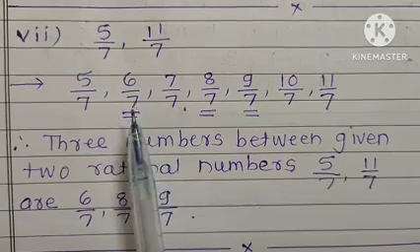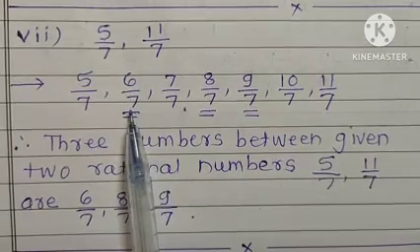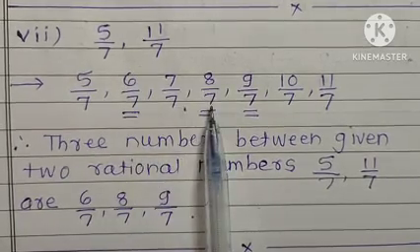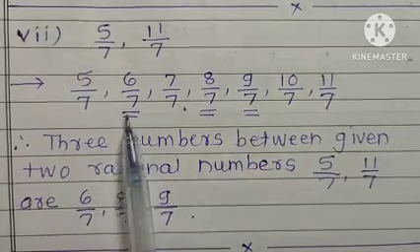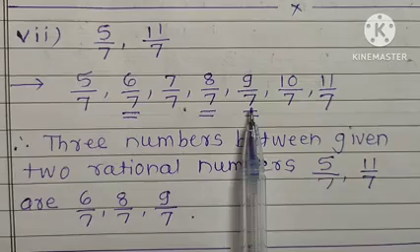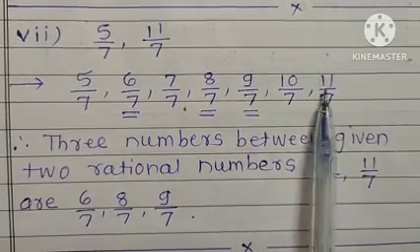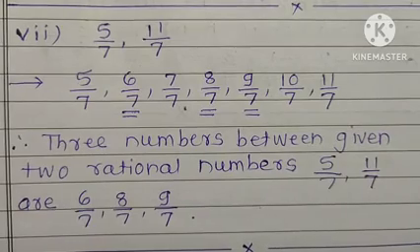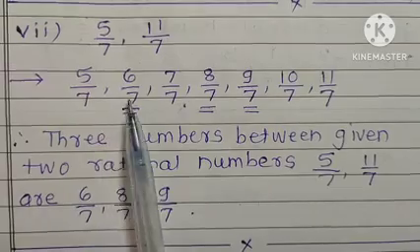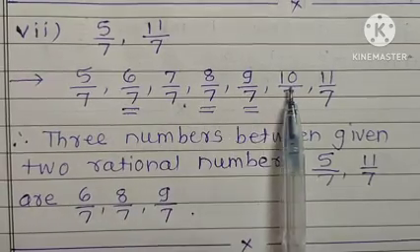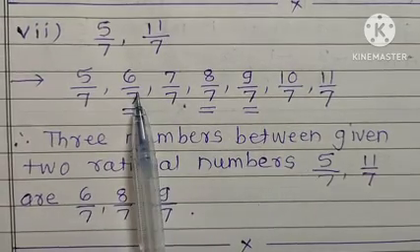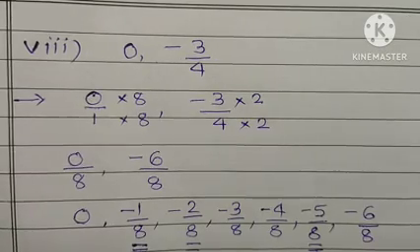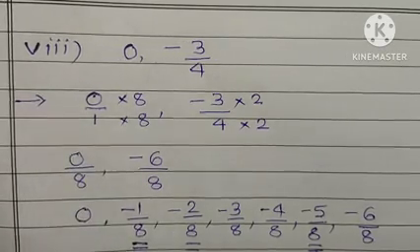So according to the textbook, 6 by 7, 8 by 7 and 9 by 7. These 3 numbers are between these 2 rational numbers. But friends, please remember, you can write any 3 of these 5. Okay. Last example. Example 8.